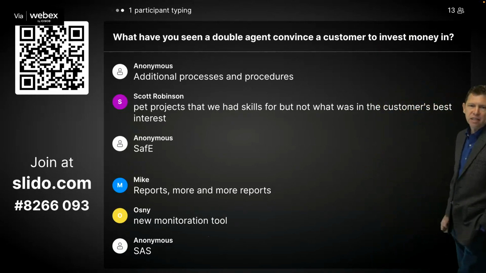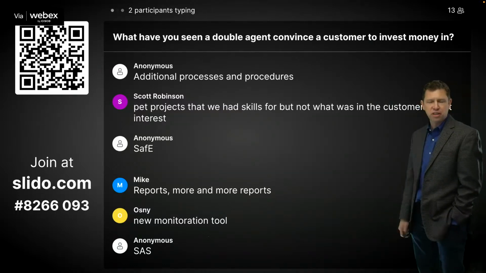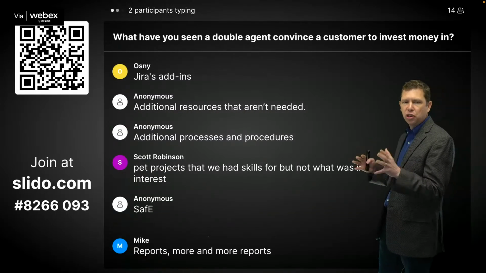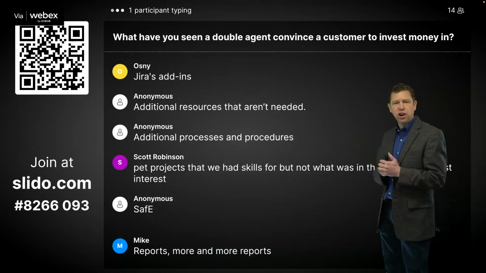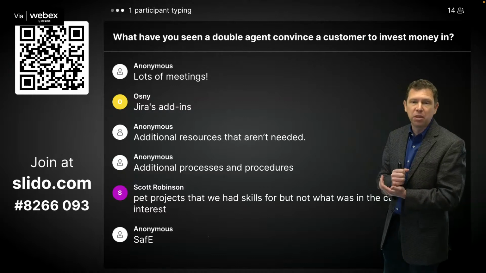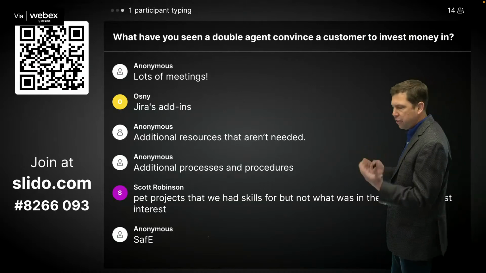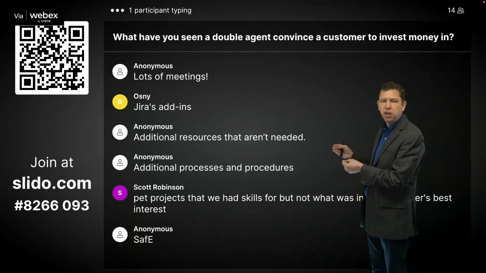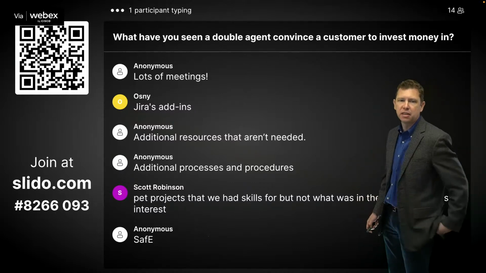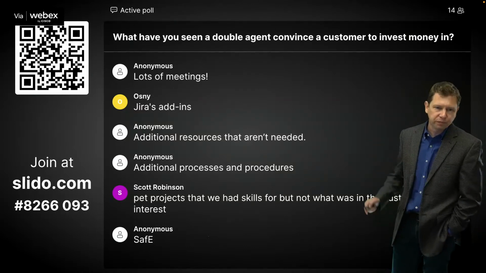Pet projects that we had skills for, but not what was in the customer's best interest, additional processes and procedures. So these are all things that we've experienced, and probably a lot of you are looking at that and saying, yes, we've experienced those things. Buying Jira add-ins, which can be great things, right? Lots of meetings, that's a good one, right? That's something that double agents can easily convince the customer to invest money in. Not that all meetings are bad, but if it's taking away from the ability to deliver working software into the customer's hand to delight the customer, it probably isn't the best thing. It could be moving them away from the goal.